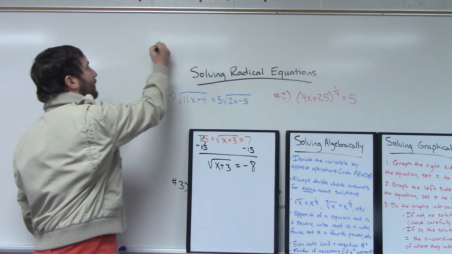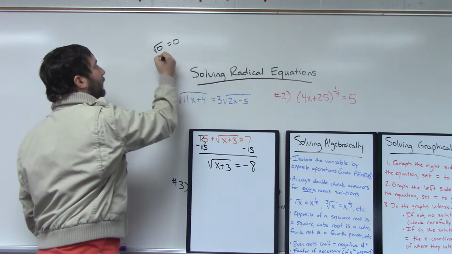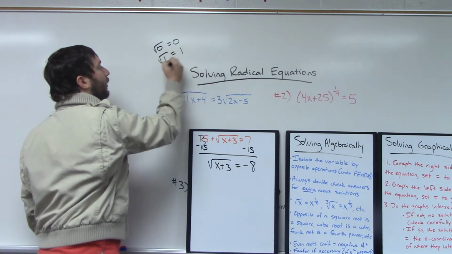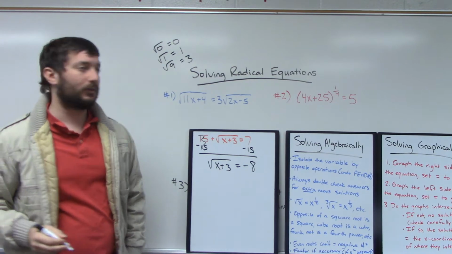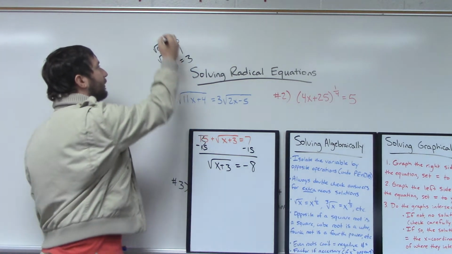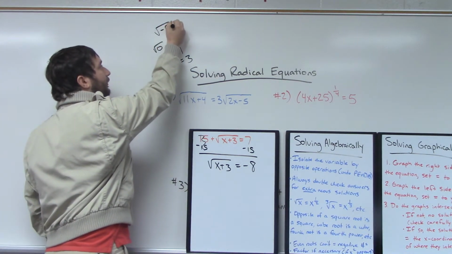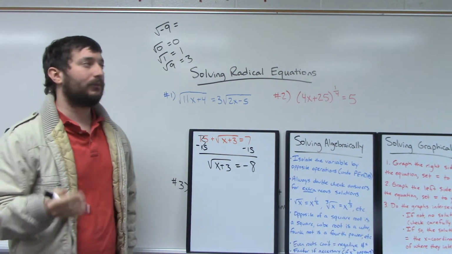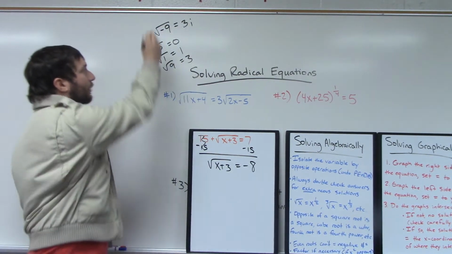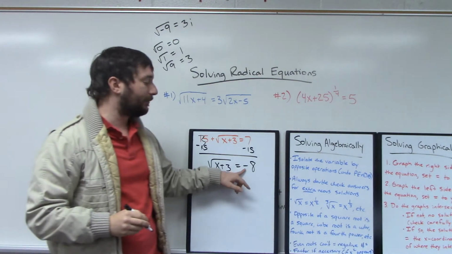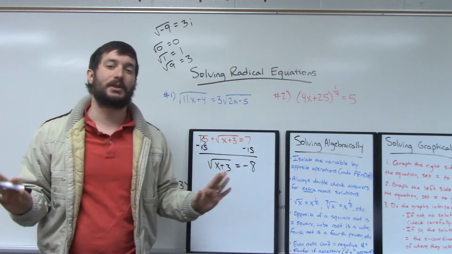If I ask what's the square root of 0, you'd say 0. Square root of 1 is 1. Square root of 9 is 3. These are all positive numbers or 0. Even something like the square root of negative 9 does not equal negative 3. Remember, that would equal 3i. Square roots never equal a negative number. This is impossible. There's no solution to this.